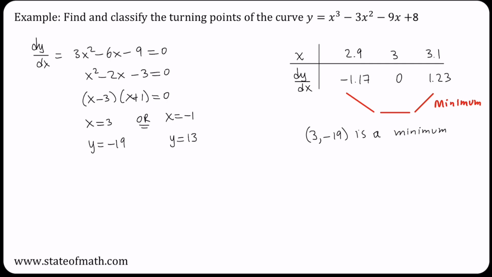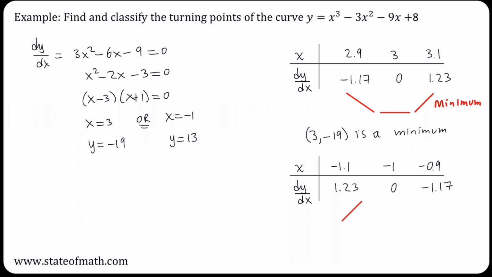Similarly, for the stationary point at x = negative 1, I draw a table. I will be looking at negative 1, of course, and then a bit to the left and a bit to the right. So when x is negative 1.1, the dy/dx is 1.23. When it's minus 1, it's 0, and then it's minus 1.17. So this time it's going uphill, then 0, then downhill. So this corresponds to a maximum point, and therefore we conclude that the point (negative 1, 13) is a maximum point.